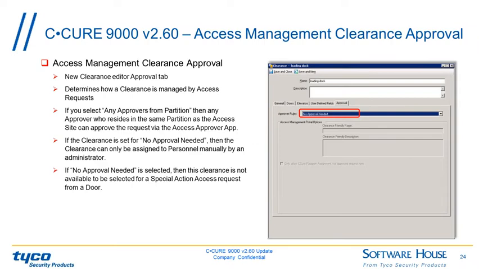Now, we're going to go into the clearances and you'll see some of these options. So now there's an approval tab in the clearance editor. And what this does is it determines how a clearance is managed by Expiring.